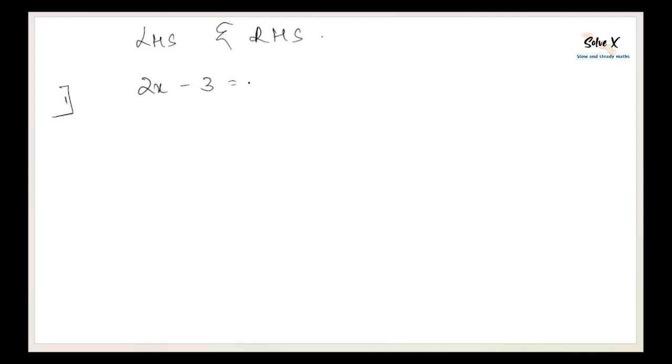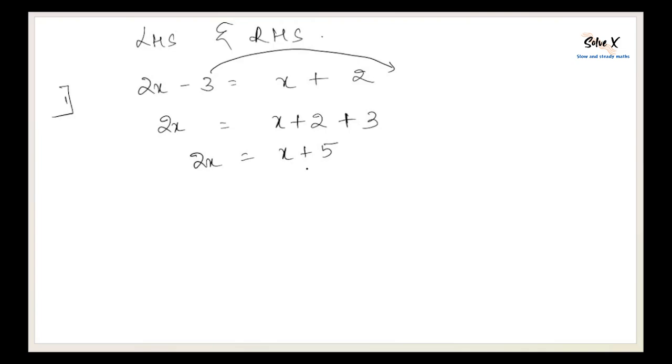Okay, so we will solve the first example. 2x minus 3 is equal to x plus 2. In this example, 3 I will put on the right hand side, so 2x is equal to x plus 2 plus 3. So 2x is equal to x plus 5. Now what we will do is subtract x from both the left hand side and right hand side, because we have assumed that both sides are equal. LHS is equal to RHS. So I'll subtract x from the left hand side and x from the right hand side. So the answer is x is equal to 5.